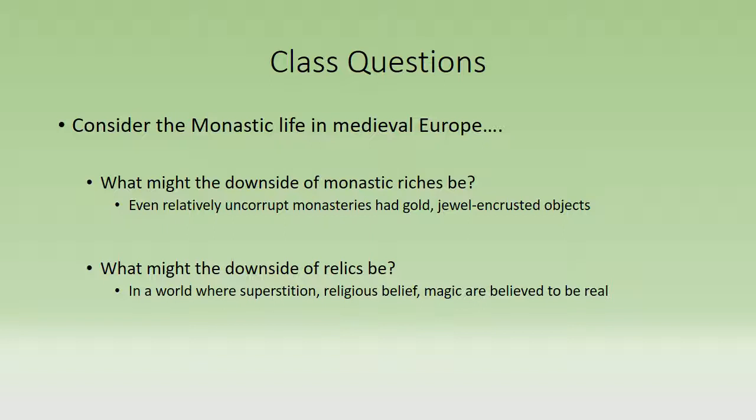So I want you to consider the monastic life in medieval Europe. What might the downside of monasteries becoming extremely rich be? Even relatively uncorrupt monasteries had gold and jewel-encrusted objects. What might the downside of a relic be? Remember, this is a world in which superstition, religious belief, and magic are absolutely real in the mindset of everybody in Europe.